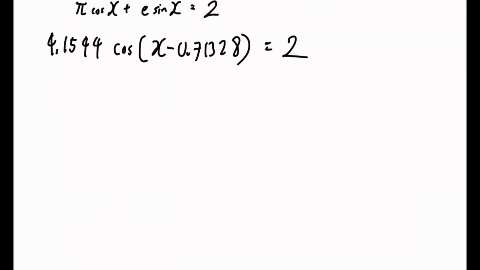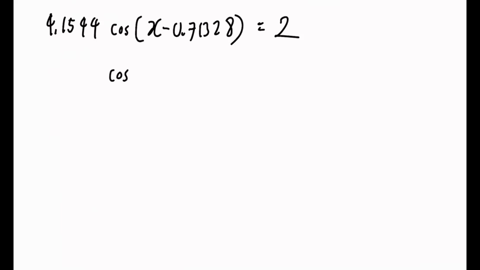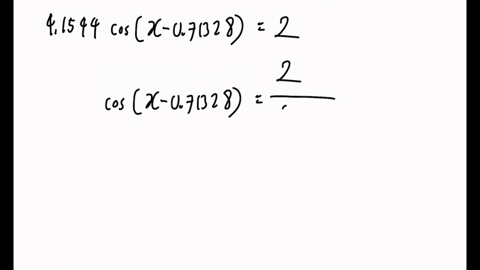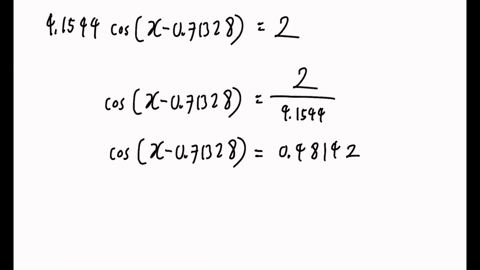So now that we have this, you want to solve for the cosine on its own. You just have to take the 2 and divide by the 4.1544. Very good. So 2 divided by 4.1544, you end up with around 0.48141 or 142. That's cosine of x minus something. This is a positive value, so what do we do?